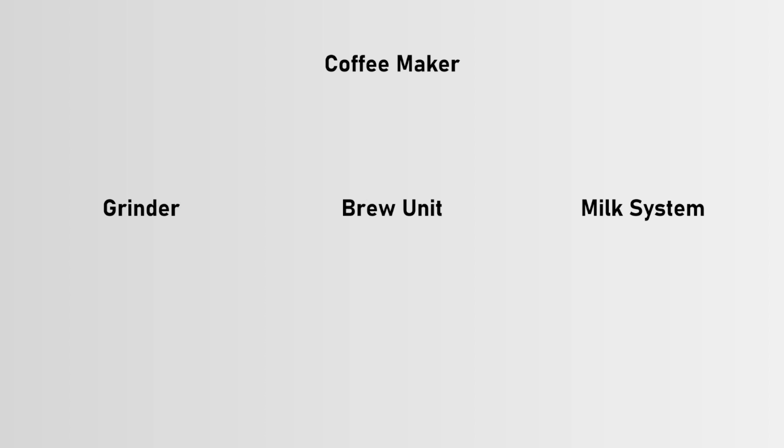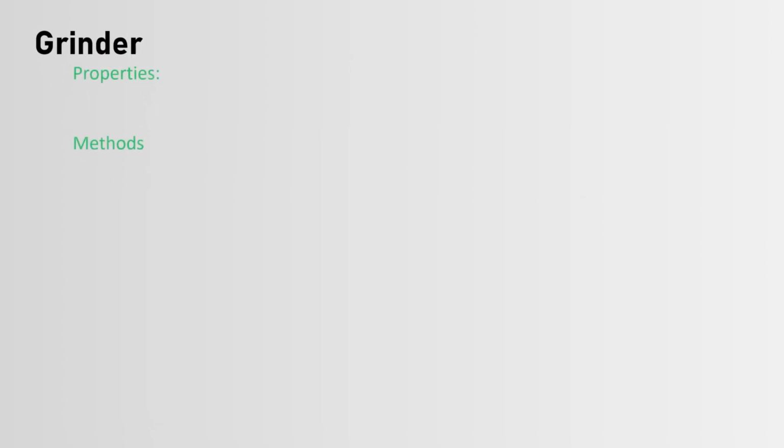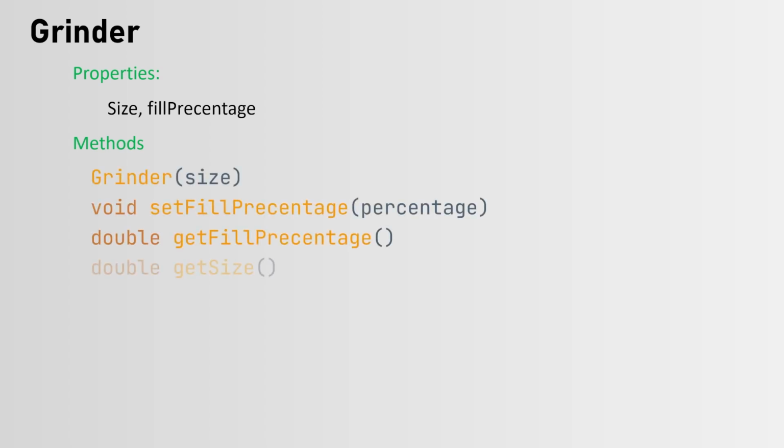Let's say a coffee maker worthy of the name has three parts: the grinder, the brewing unit, and a milk system. We will make a class for each of them, and then we'll make a class for the coffee maker itself. Each of the classes that we're going to create is going to provide its own needed amount of abstraction. Let's start with the grinder. The grinder, of course, has a size, a fill percentage telling how much coffee it has inside it, and the obvious methods for encapsulation for it are set fill percentage, get fill percentage, get size, and the constructor, of course.